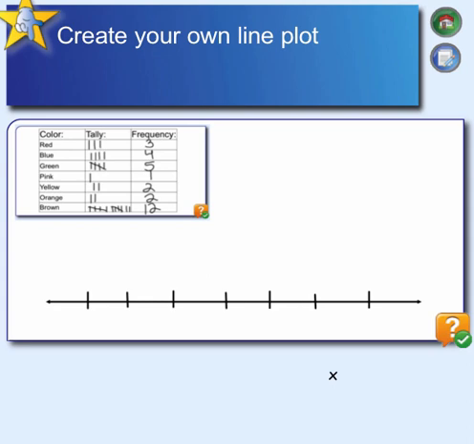Absolutely. So when we go ahead and make a line plot, we have to first make up a name for it. So we're going to call it, what do you think? Favorite colors, right? That would make sense. So we'll just write fave colors. Even better, that has personality.